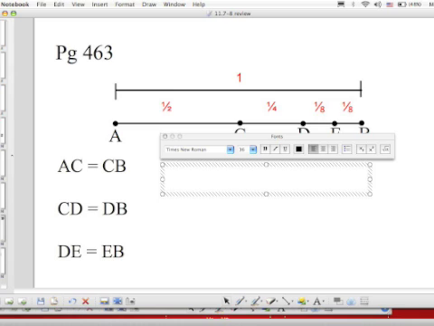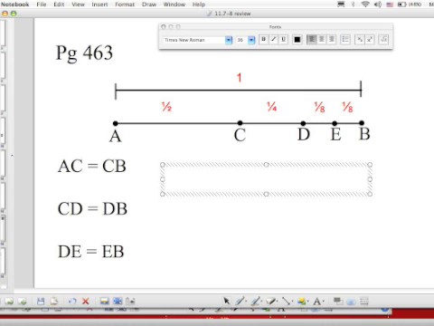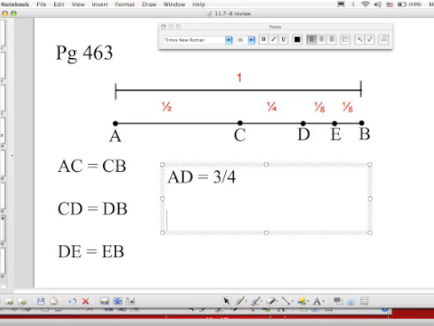If a point is randomly selected on segment AB, what is the probability that it will be located on segment AD? Well, the way we solve that probability is the length of segment AD, which is 1/2 plus 1/4. Remember, adding, you need a common denominator. And this gives you 3/4 divided by 1, because the entire segment is 1. Well, 3/4 divided by 1 is still 3/4.